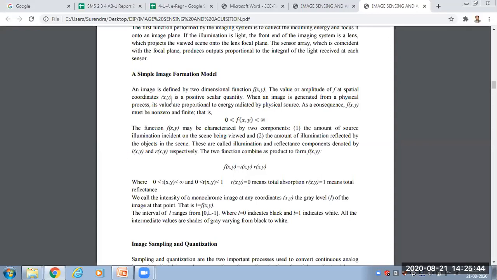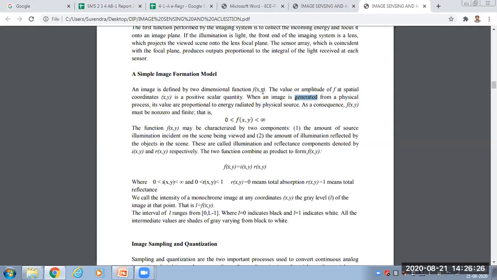So x comma y are the spatial coordinates, and f indicates the amplitude or the intensity of a particular point, pixel or dot. Already I told you, the image can be represented with the help of digital values, dots or pixel values. Mathematically, a pixel value can be represented as f of x comma y, g of x comma y, s of t comma y, whatever it is. Most probably we are using the fundamental notation f of x comma y. So this f of x comma y shows a particular point, dot or pixel value at a particular spatial coordinate x comma y.